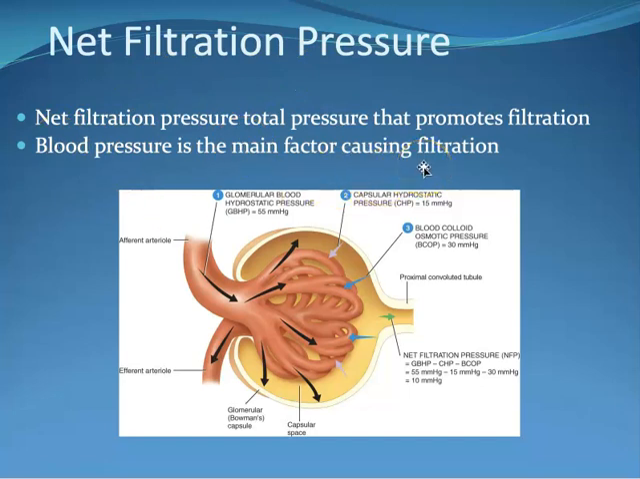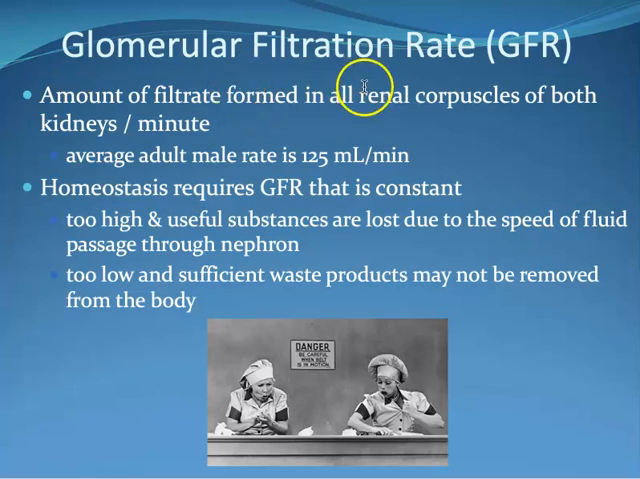Okay, so again, blood pressure is our main factor. If our systemic blood pressure drops too low, we cannot adequately filter our bloodstream. We call that filtration the glomerular filtration rate, often abbreviated as GFR. The definition of that is the amount of filtrate that is formed in all the renal corpuscles, remember that's our Bowman's capsule and glomerulus together, of both kidneys per minute.